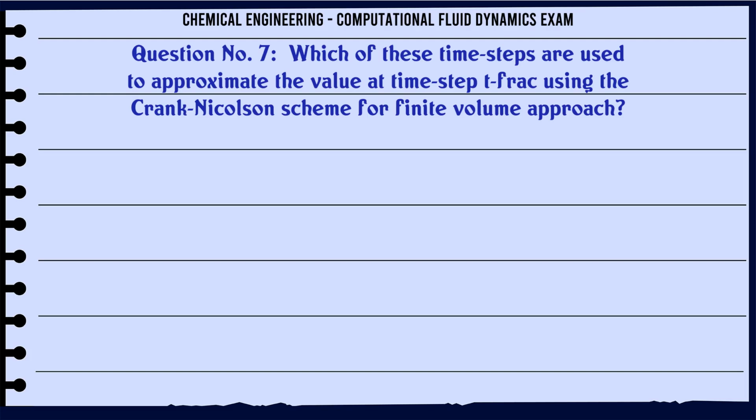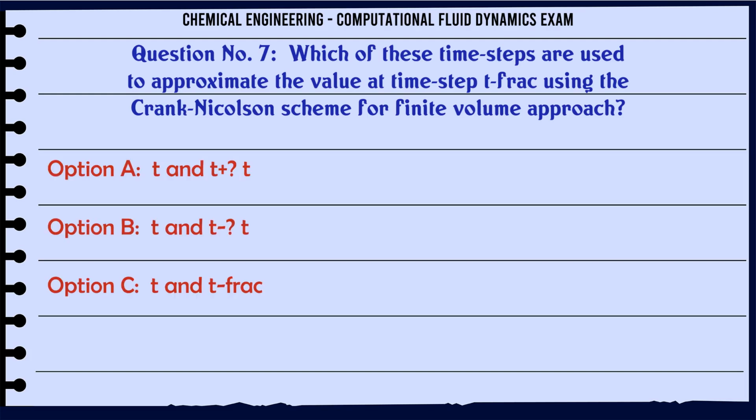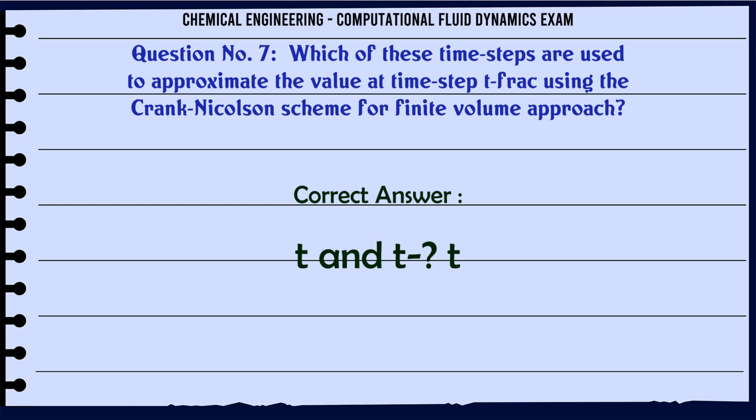Which of these time steps are used to approximate the value at time step t+Δt/2 using the Crank-Nicolson scheme for finite volume approach? A. T and t+Δt. B. T and t+Δt. C. T and t-Δt/2. D. T and t-Δt/2. The correct answer is T and t+Δt.